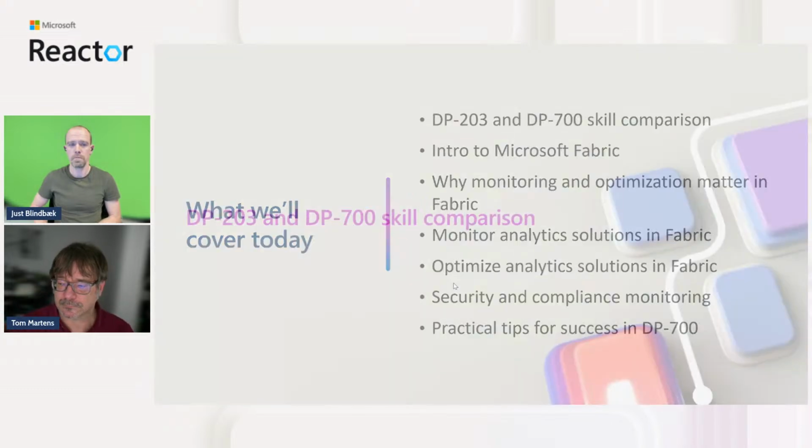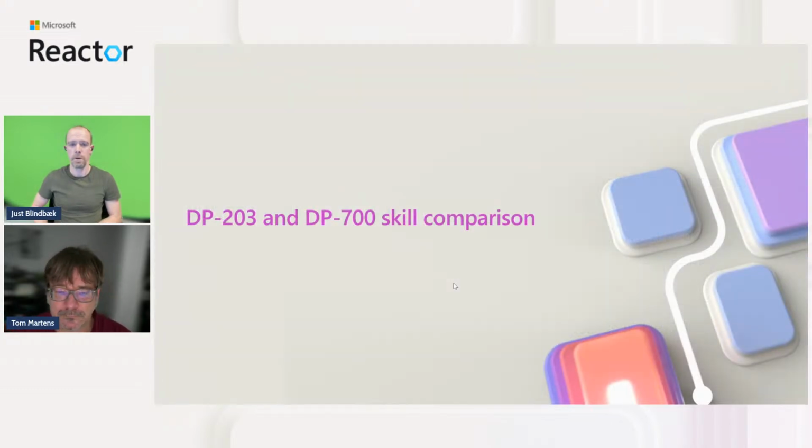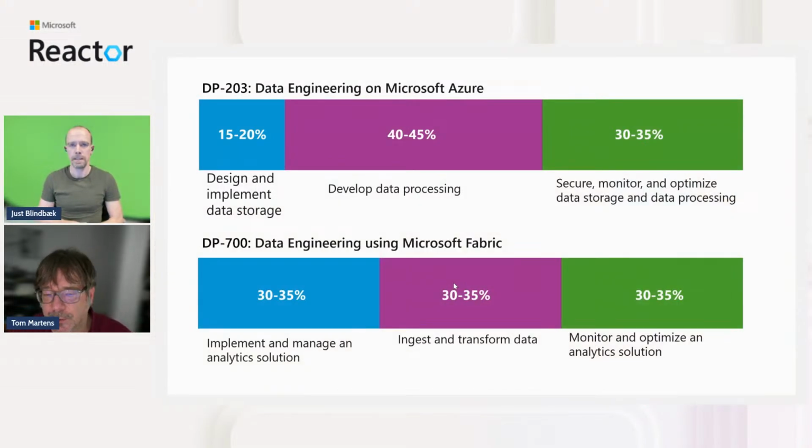Exactly. So the comparison, Tom, would you take us through this? I try. So basically, at least the colors are the same. It's blue, violet, and green. And the top one is the DP-700. We have develop and data processing. In the fabric, it's called ingest and transform, and then monitoring, optimizing solutions. There's a difference in the first part. It's about designing, implementing data storage. We cover this on the next slide, this different, and why the other one is larger.